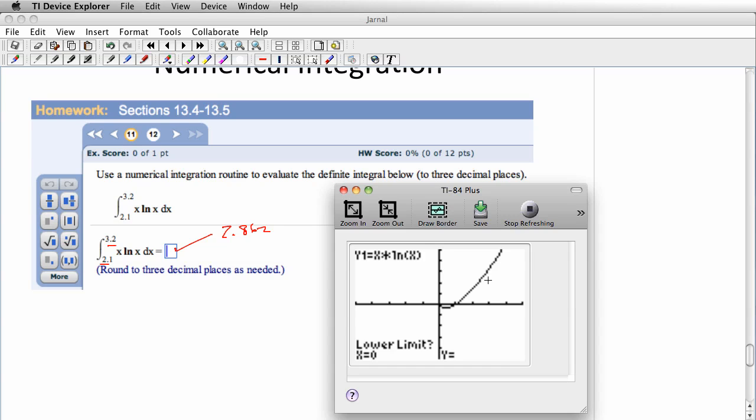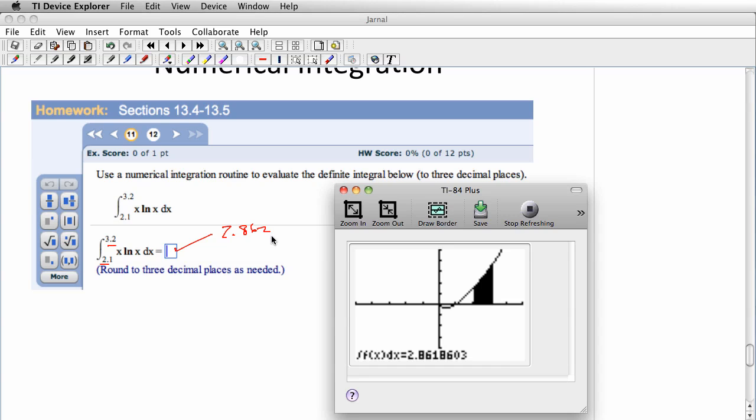The lower limit and upper limit are these numbers on the integral. So the lower limit is 2.1, the upper limit is 3.2. So I'll just say 2.1 and hit enter, and then it asks me for the upper limit, which is 3.2. I hit enter, and you see that on your calculator, you get a picture of the shaded region that we were looking at before. And down below it tells you the approximate area. Notice that does agree with our 2.862 that we got with the applet to 3 decimal places.